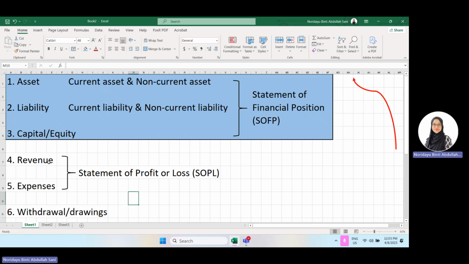Example, we have provided printing services, right? So printing services revenue.